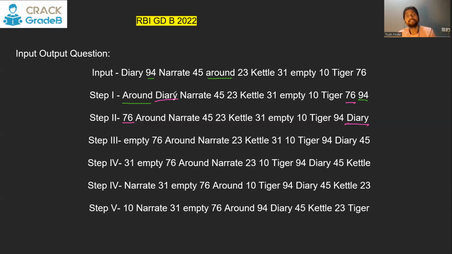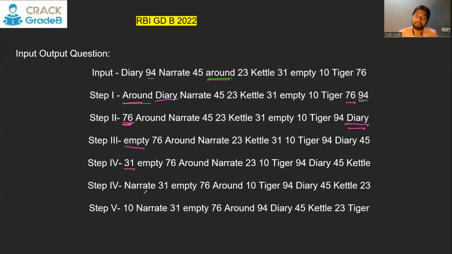comes after around. That means the numbers are getting arranged in descending order and the words are getting arranged as per dictionary order from start to end, but in a different manner. First, the word goes here and the number goes in the last. 94 goes here. But in the second, the word goes in the last and the number comes in front. In the third step, the word is coming in the front, and the number in the last.